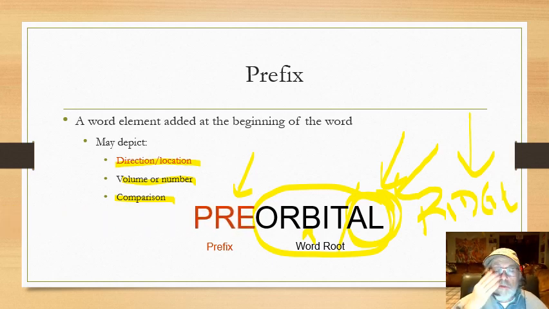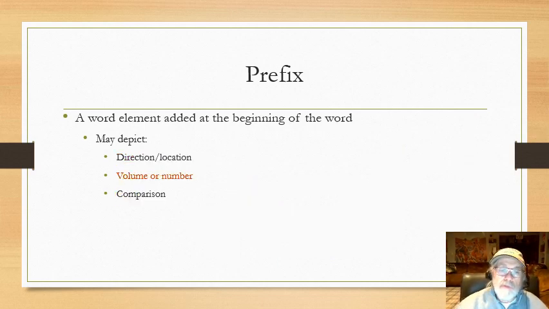So I've gone from retro, behind, to supra, above, to infra, below, and I could even make that even worse. Pre means in front. Something that would be preorbital would be something in front of the eye, because pre means in front of, before. Okay, we could also have a prefix that means a volume or number.